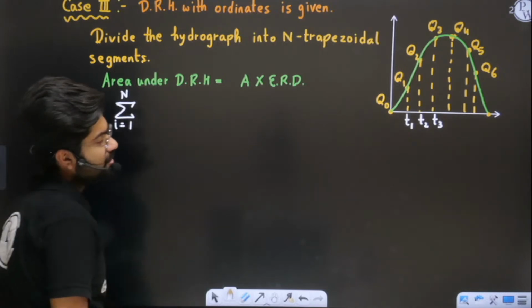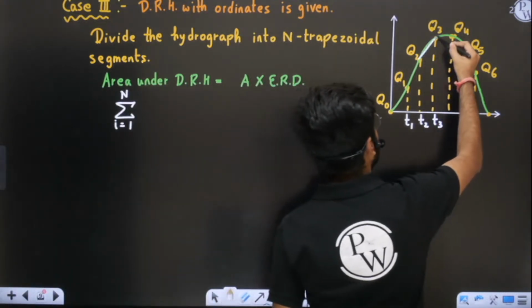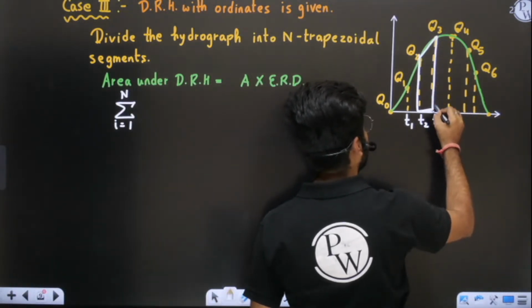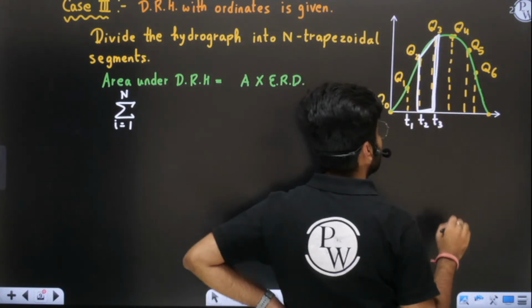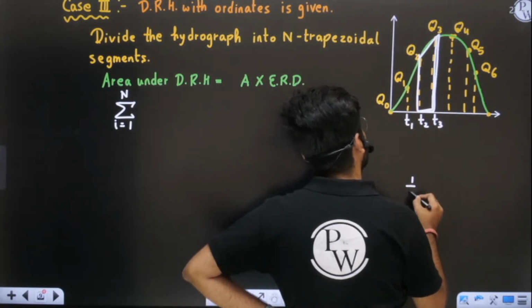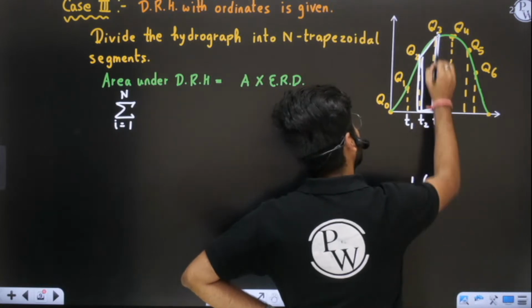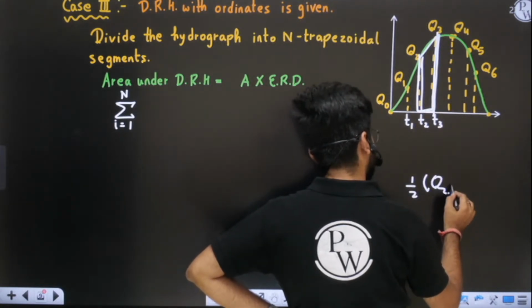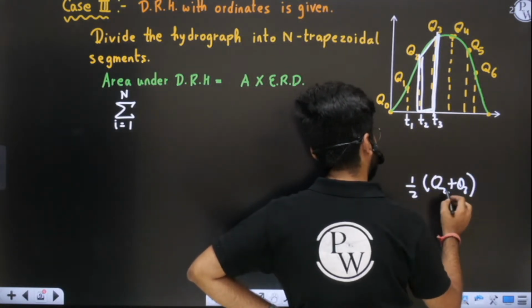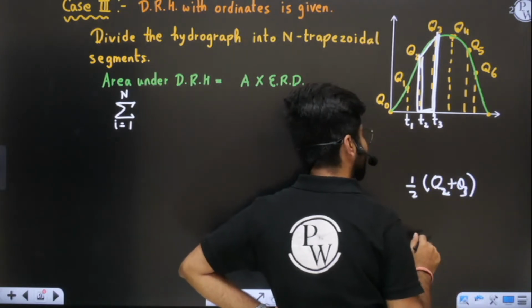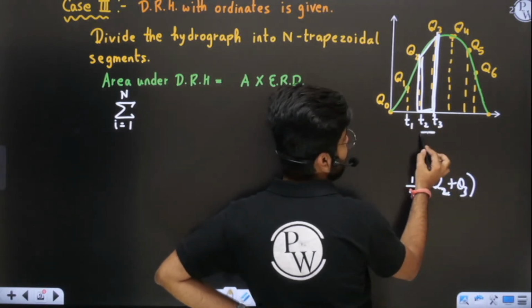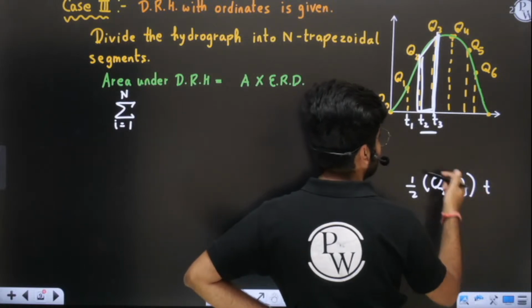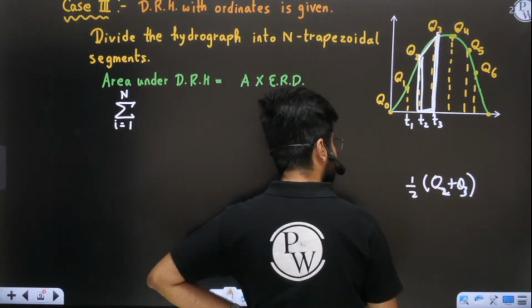Let us imagine this is the middle trapezoid. How will you find the area of this? I will find it simply as half into the sum of parallel sides, which is q2 plus q3, into the distance between them, into the time between them. Time between them is, let us say, t3 minus t2, let us say it is t.